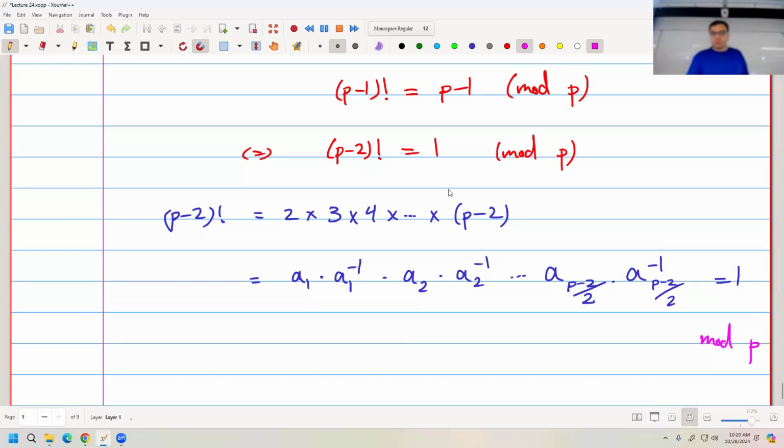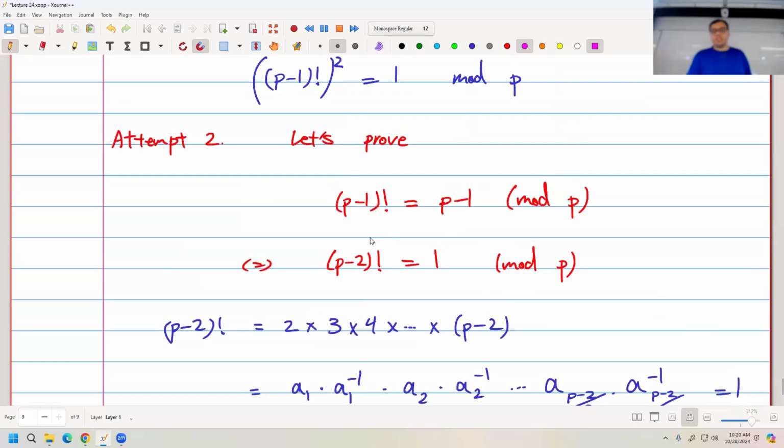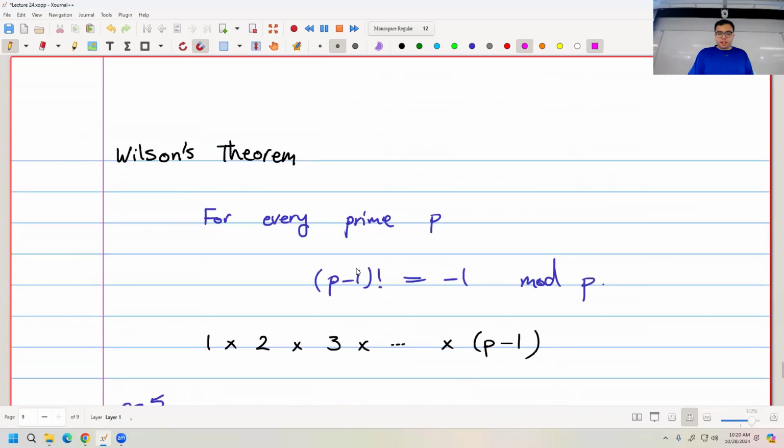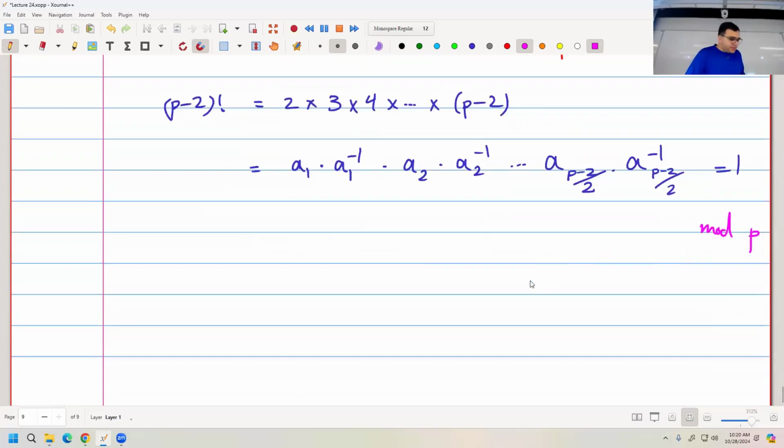And because (p-2)! is equal to 1 modulo p, then (p-1)! is just this times p-1. So it's p-1 modulo p. But p-1 is the same as -1. So (p-1)! is -1 modulo p. But this proof is not quite complete. We need one more thing.